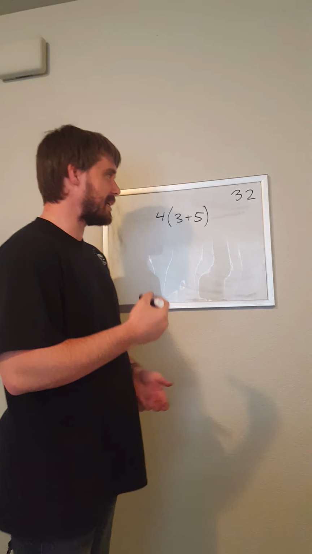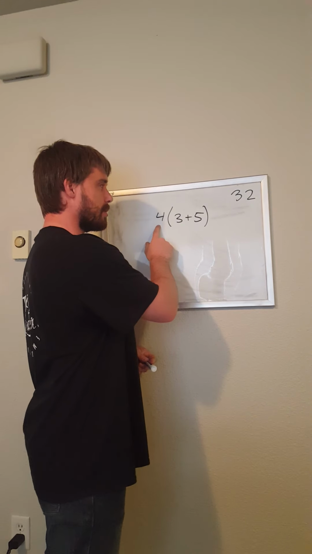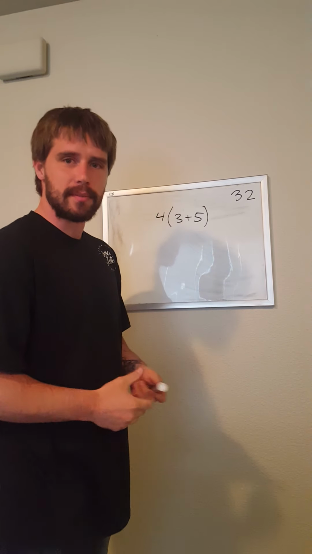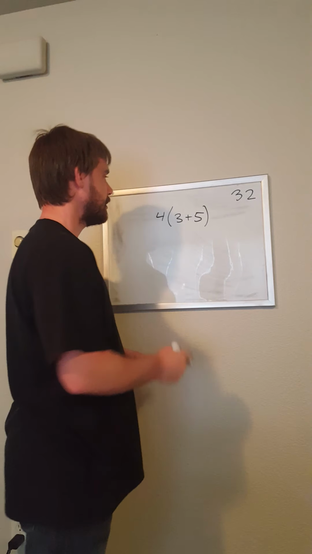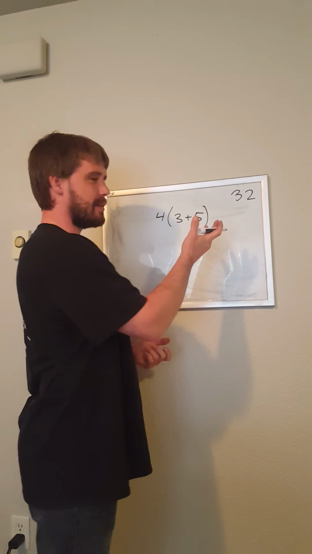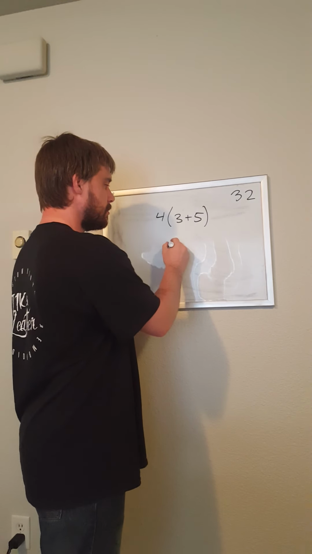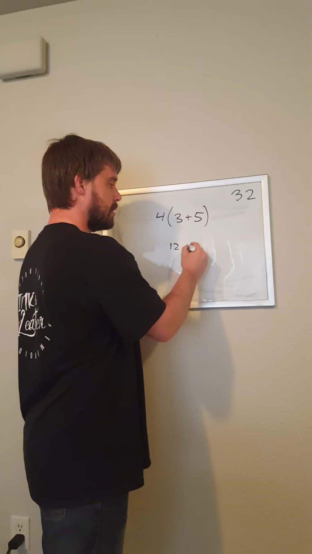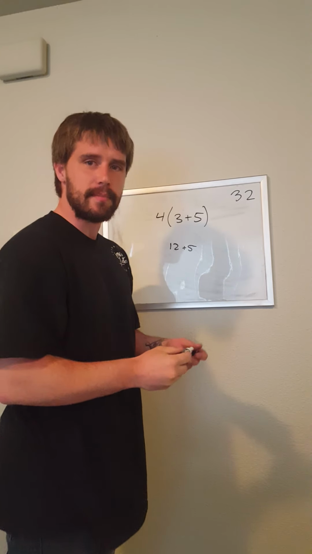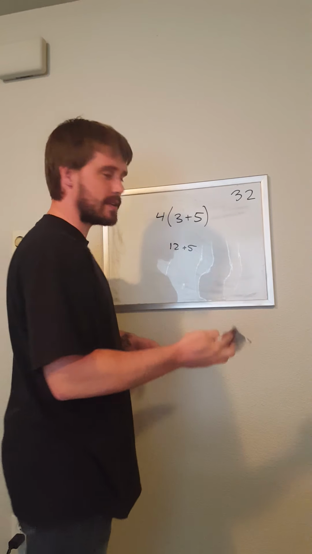But we can calculate this in another way. We're not necessarily going to get around the order of operations, but we can take this 4 and move it inside of the parentheses. So if we just move it inside and multiply the 3, that's not going to work. 4 times 3 is 12. 12 plus 5 is 17. That's not the same answer we got. And if we just move it inside and put it with the 5, that's not going to work either.